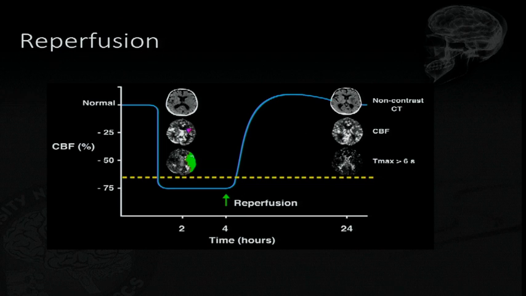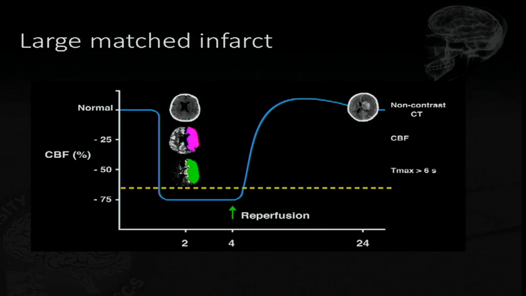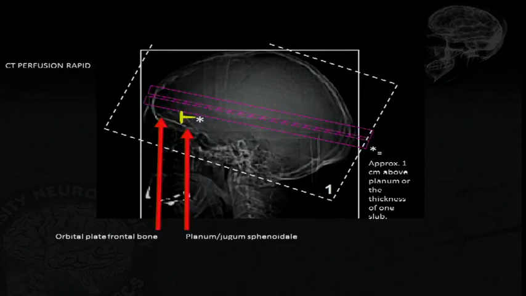Or if we get reperfusion, again a small core, big penumbra, you get reperfusion, and now everything is normalized, and you see that the little core on the non-contrast CT matches that on the cerebral blood flow. And if we see this big core matching the penumbra, even if we get reperfusion, you still get that big MCA stroke. So this is what you're going to be looking at.